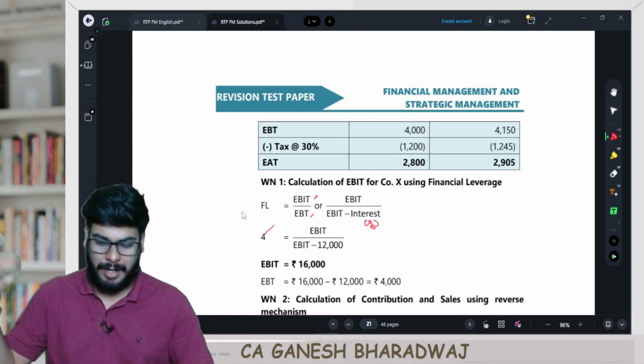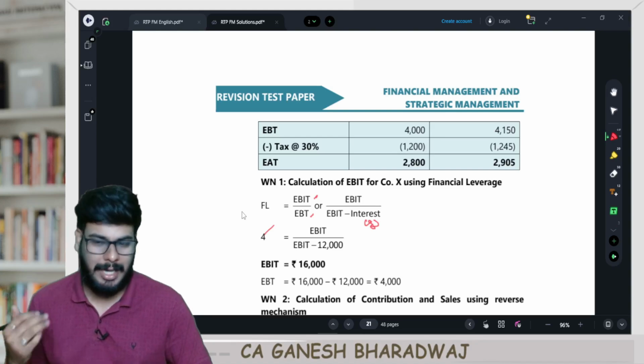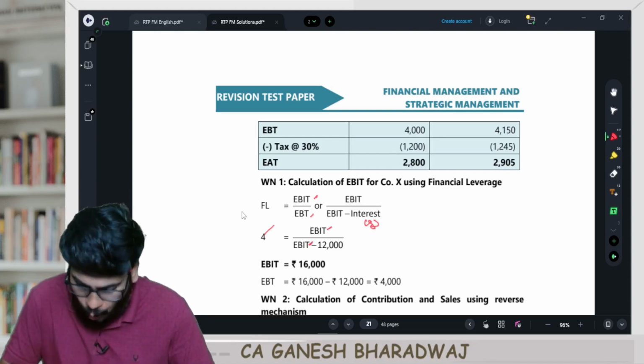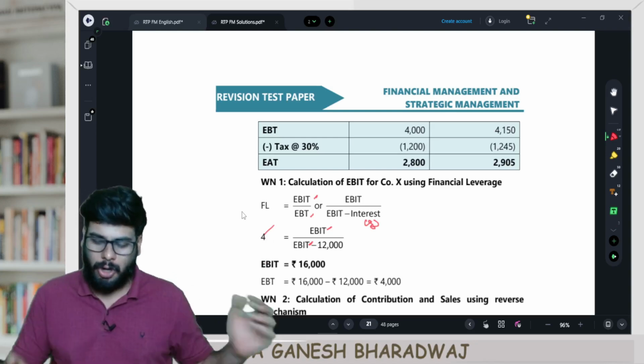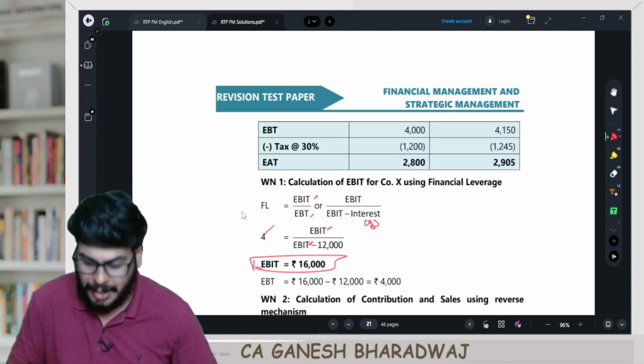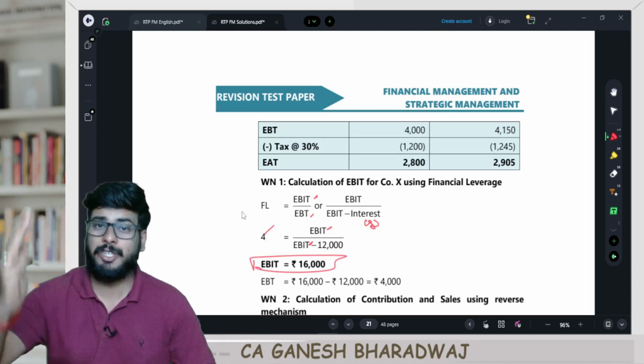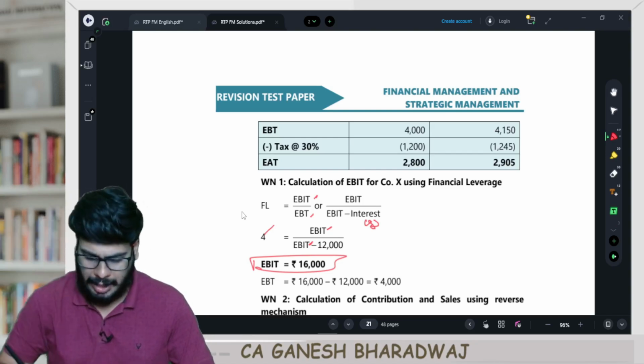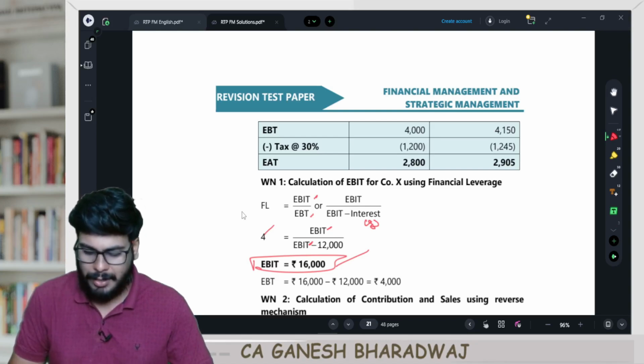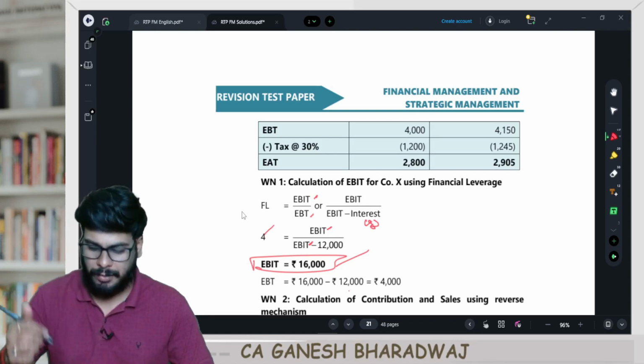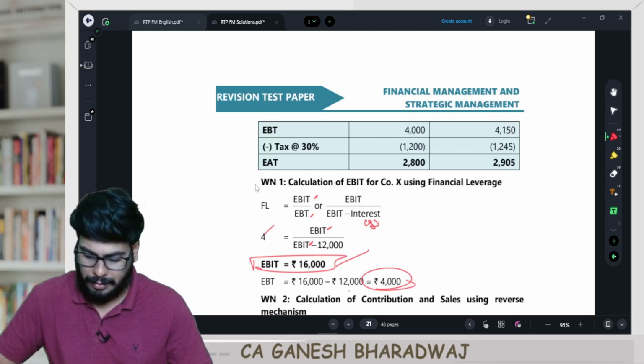So we can equate this. 4 is equal to EBIT upon EBIT minus interest. So there is only one variable that we need to find out. You cross multiply, you can arrive at the EBIT figure. Guys, this is a very straightforward calculation which we do in almost every single sum in the leverage chapter. EBIT is 16,000. So EBT is going to be 16,000 minus 12,000, where 12,000 is interest given in the question. It's going to be 4,000 rupees, right?